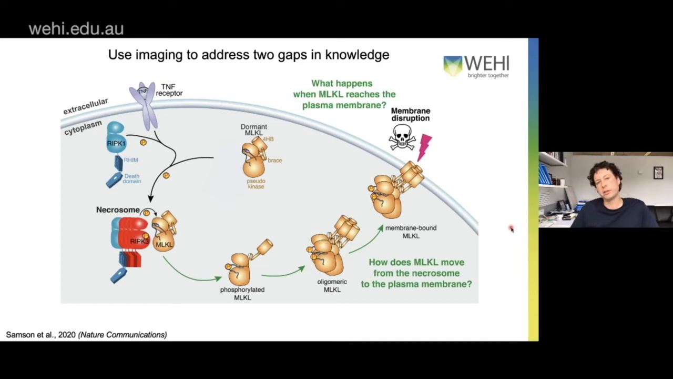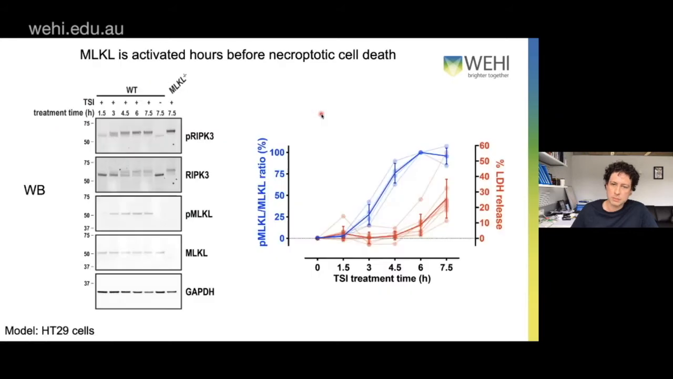So now with this toolbox, we've been using it to get a new look at how necroptosis unfolds in cells at an endogenous level. For the rest of the talk, I'm going to focus primarily on work that was published in June earlier this year. Using this toolbox, we've tried to address two questions in the field: how does MLKL move from necrosomes to the plasma membrane, and what happens when MLKL does reach the plasma membrane? These are questions that we've managed to address using microscopy. So microscopy, in a sense, has come to the rescue.